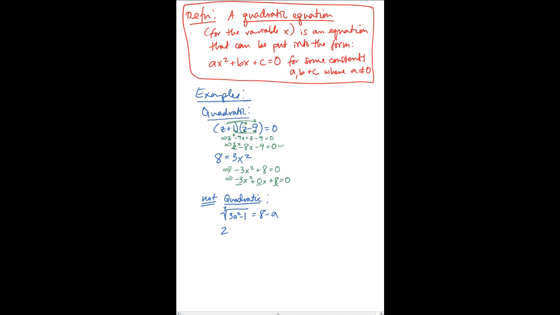Here's another example. 24p equals 2 to the p power. Again, we don't have a way to get that p out of the exponent here. So because the p is up in an exponent, it's not a quadratic equation. There's no way we could rewrite this type of equation in this form: a times p squared plus b times p plus c equals 0. It's just not possible.